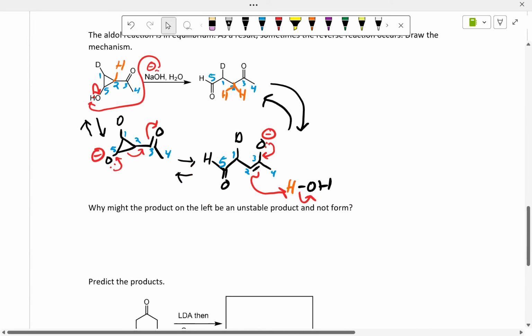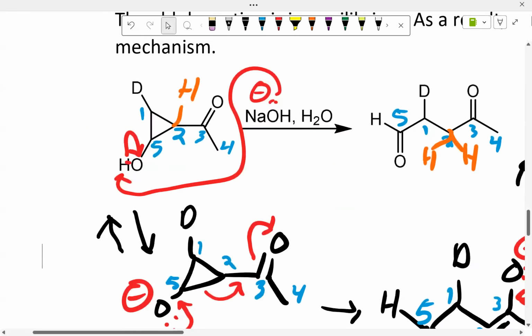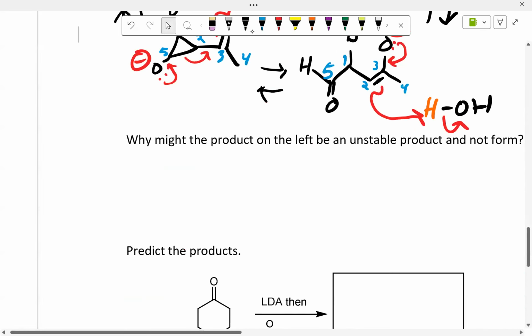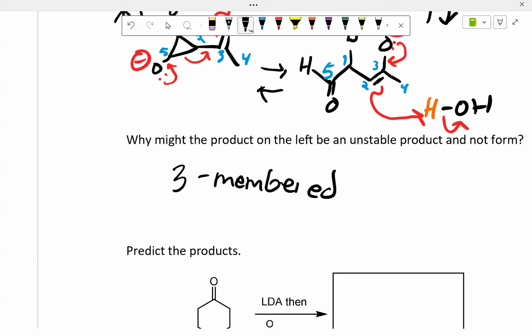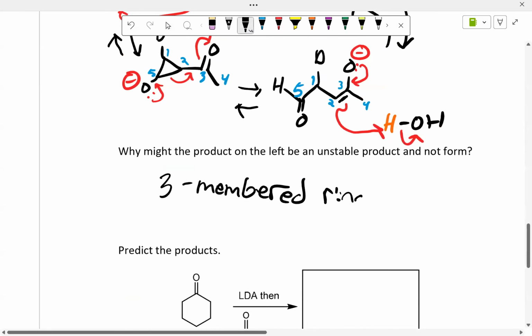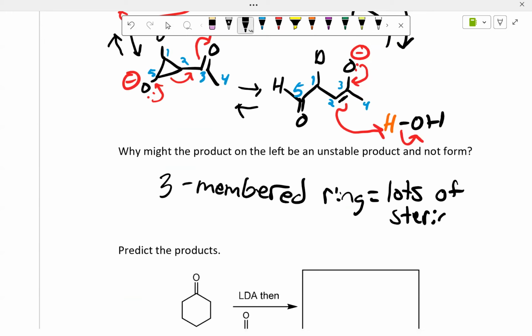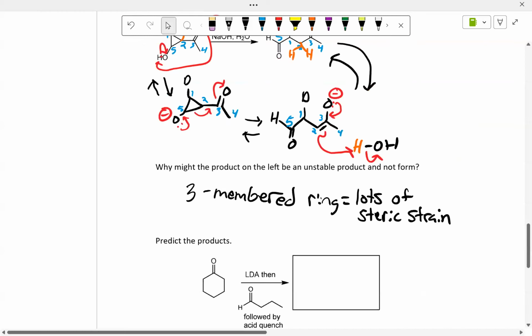All right, so that's that one. Why might the product on the left go back? Well, the main reason it's going to go back is if it's not stable. But the question is why is this unstable? If you look at the molecule, does anything look bad or unstable? Anytime you see a 3-membered ring, you should think unstable. 3-membered rings have a lot of strain, steric strain specifically. So that's the reason the product on the left likely didn't stay.